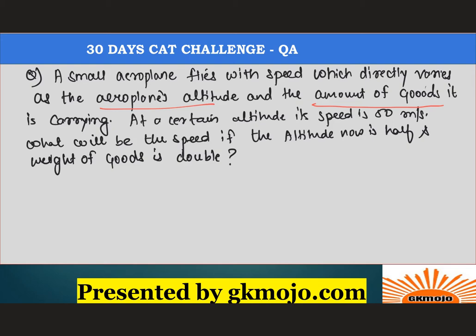At a certain altitude, its speed is 50 meters per second. What will be the speed if the altitude now is half and the weight of goods is double? So there is this case 1. In case 1, the speed of the aeroplane is directly proportional to the altitude, that is A. And it's inversely proportional to the amount of goods. More the goods, the lesser the speed, hence inversely proportional.